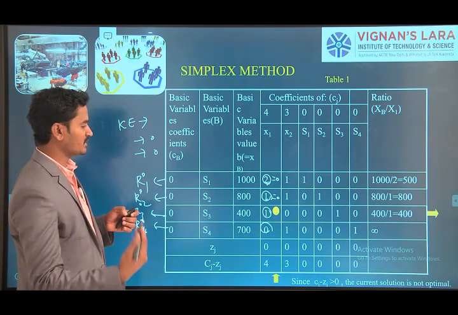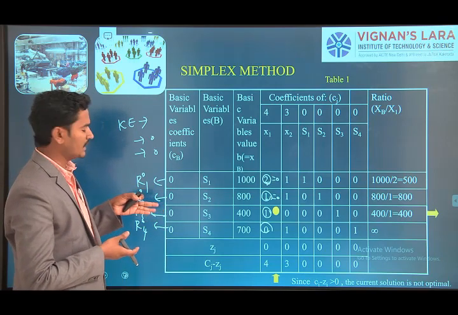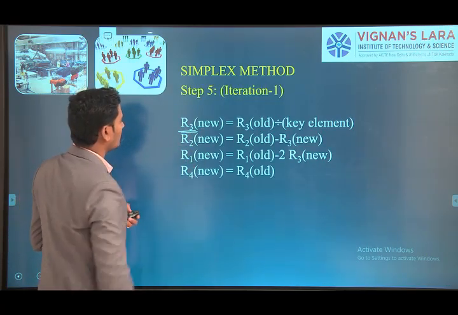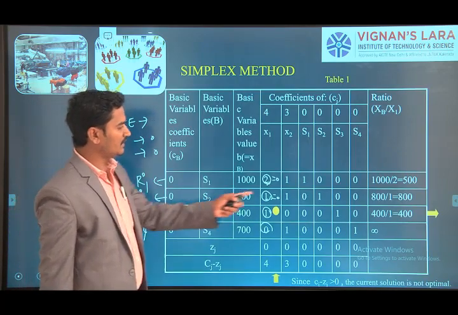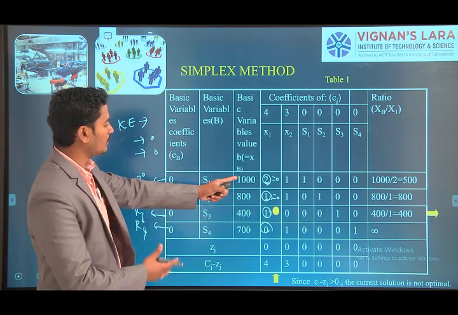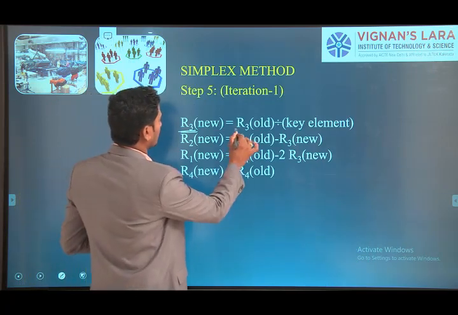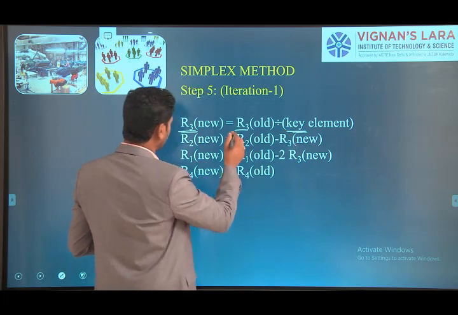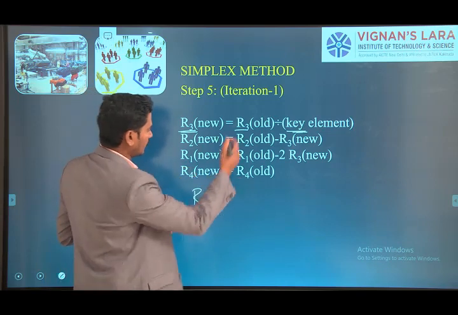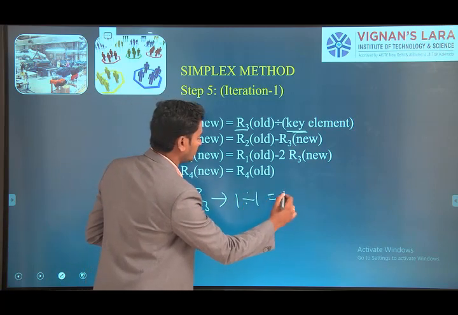Next, for the new table, we are going to develop the initial basic feasible solution. For that, we are using the iteration equation. Here, we are taking R3 new. Why are we taking R3 new? Because it is the key row in the previous table. For the key row, we have to convert the key element to 1 first. Here the key element value is already 1. That's why we take R3 old divided by the key element. For the new table, we find the R3 row with this formula. R3 old is 1, divided by the key element value 1, is equal to 1.